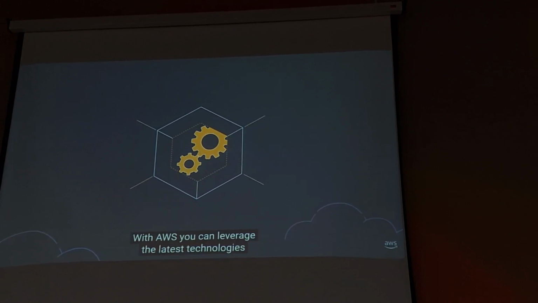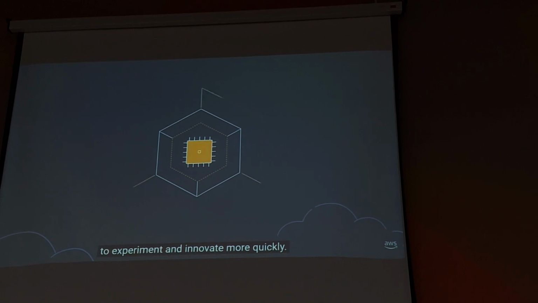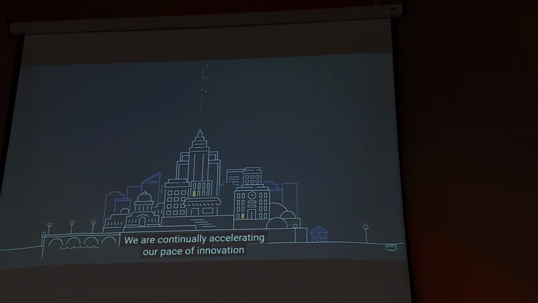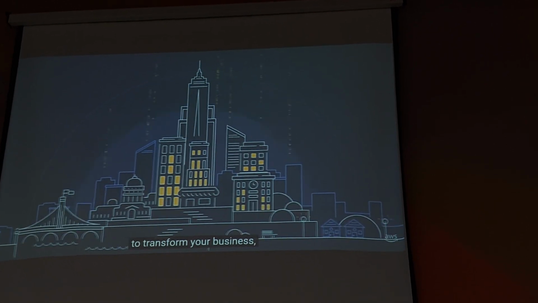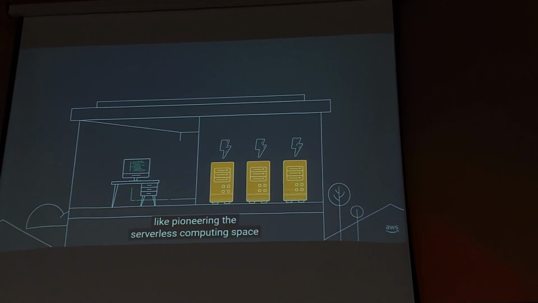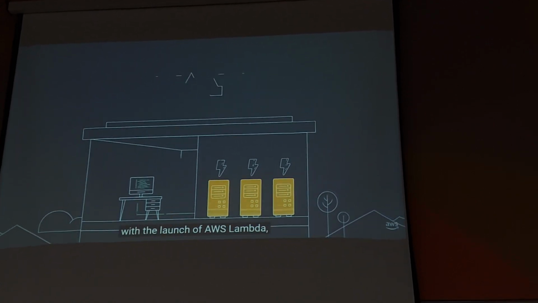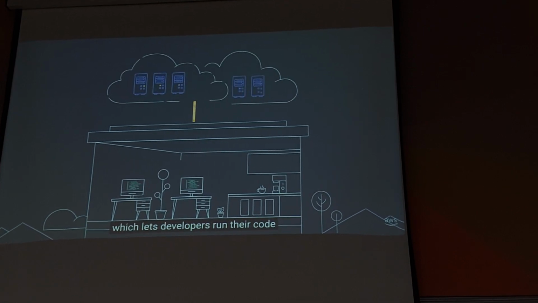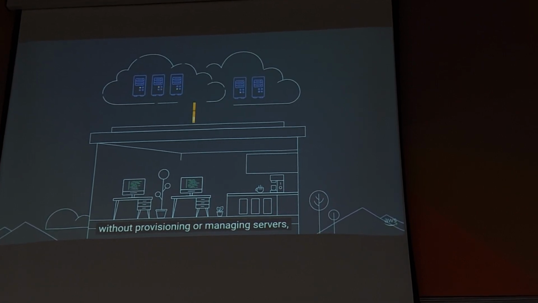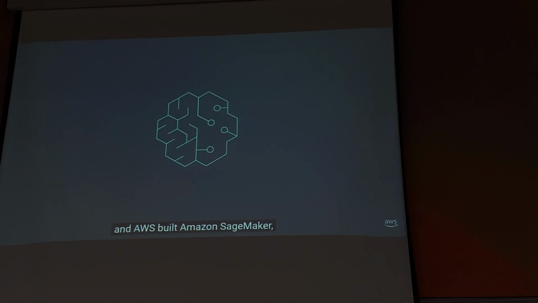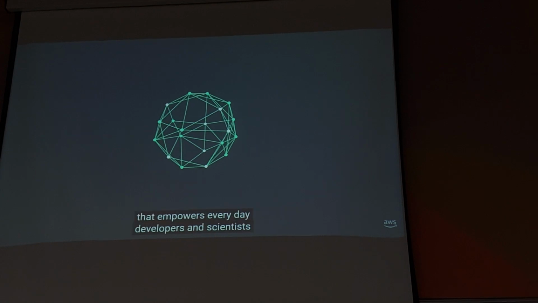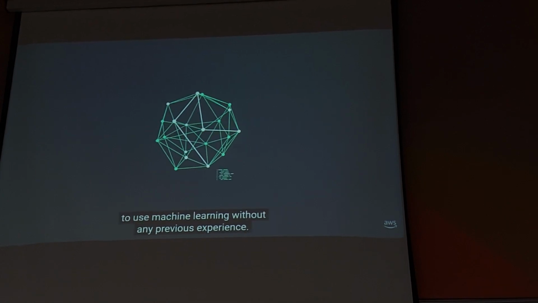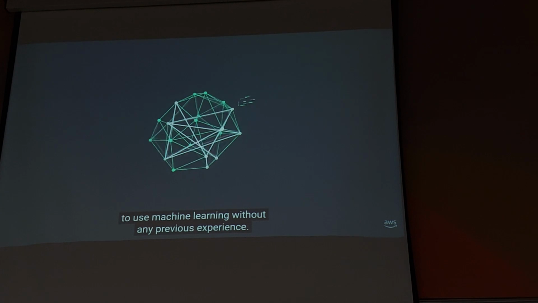With AWS, you can leverage the latest technologies to experiment and innovate more quickly. We are continually accelerating our pace of innovation to invent entirely new technologies you can use to transform your business. Like pioneering the serverless computing space with the launch of AWS Lambda, which lets developers run their code without provisioning or managing servers. And AWS built Amazon SageMaker, a fully managed machine learning service that empowers everyday developers and scientists to use machine learning without any previous experience.